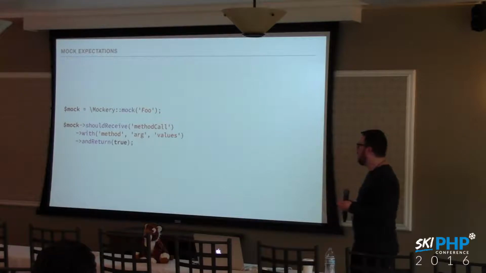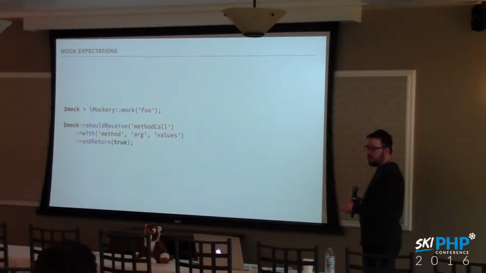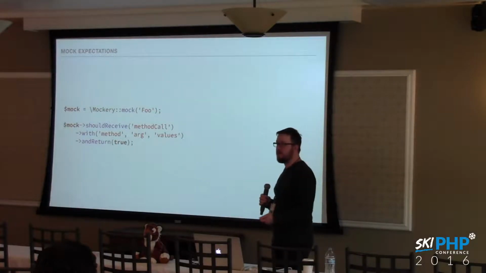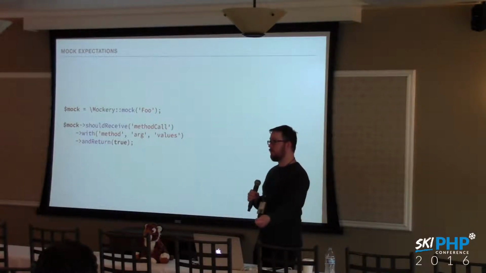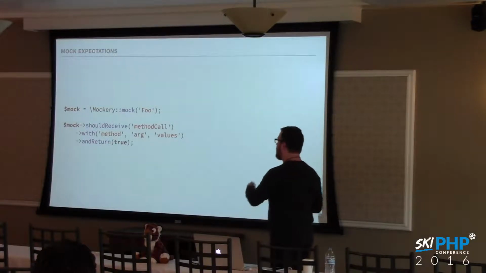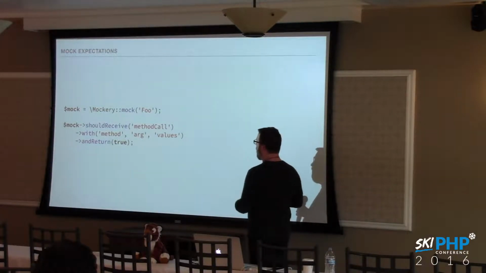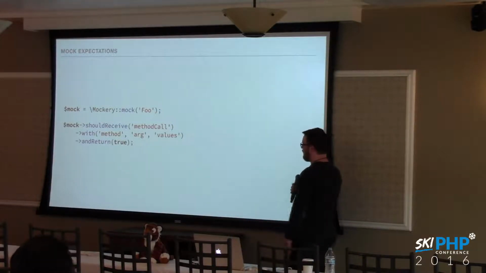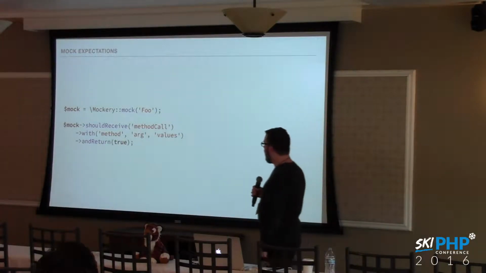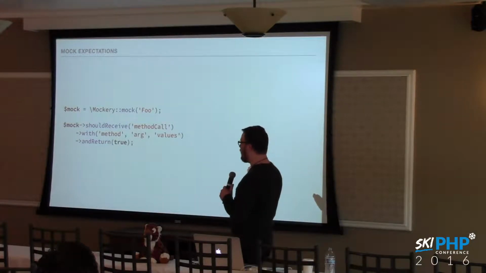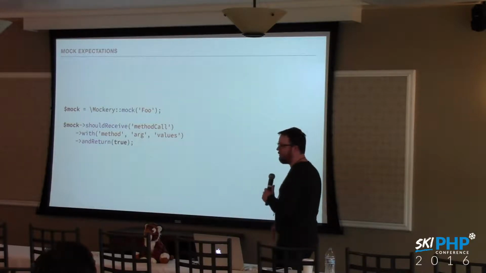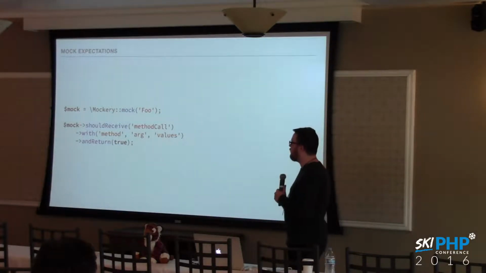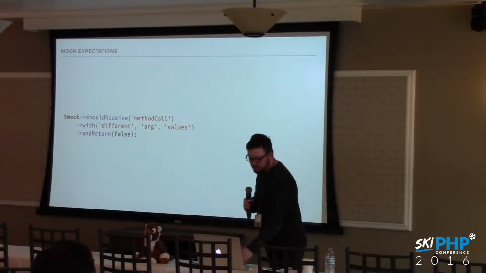Using the with expectation, you can define the exact method parameters that the method should receive and the value to return for those parameters. In this case, we're saying that the foo mock object should receive a method call called methodCall, because I'm not very creative. It should have these values as arguments, methodArgValues. These are just strings we pass in as 3 arguments. If it receives these 3, then we'll return true.